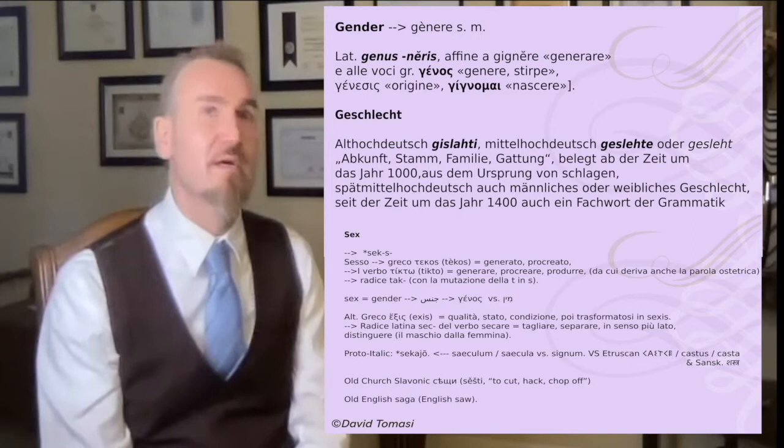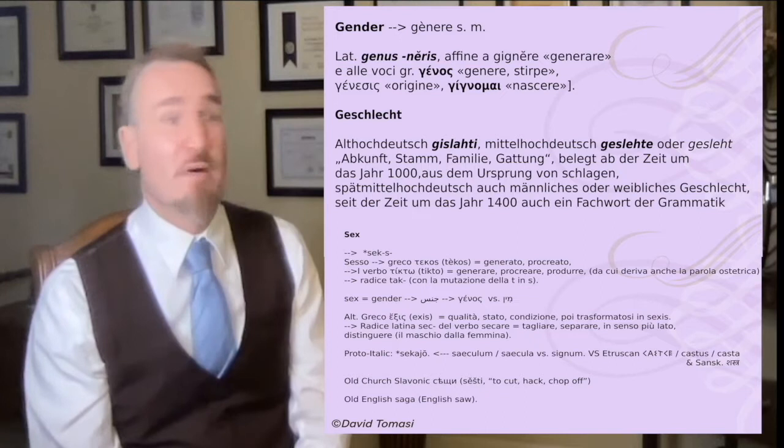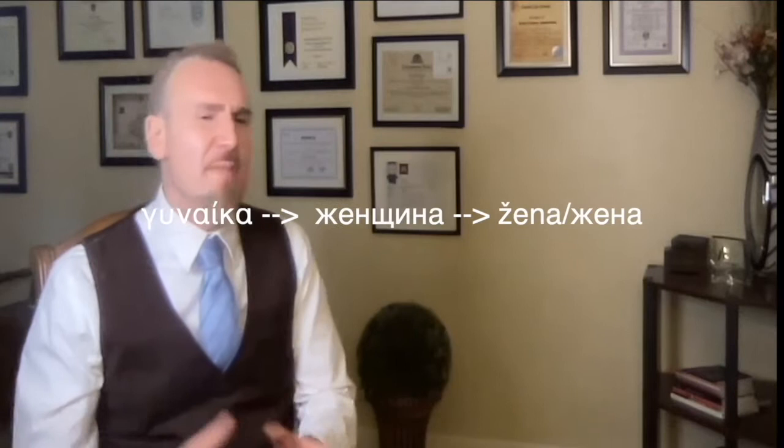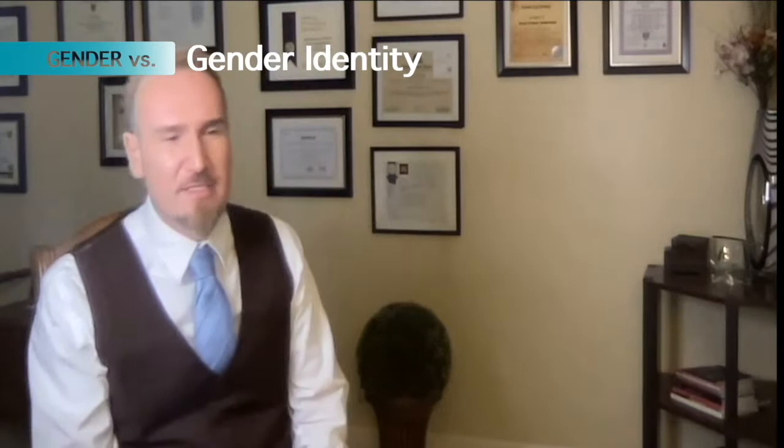I can mention something about Sino-Tibetan and Semitic languages as well. But think about Bosnian or Russian, Jena, for instance, for feminine, and many, many others. So to completely separate gender from sex is simply an indication that you don't really know what you are talking about in this context. Now, does that mean that we should just use the words the way they've been used for the last 2,000 years?